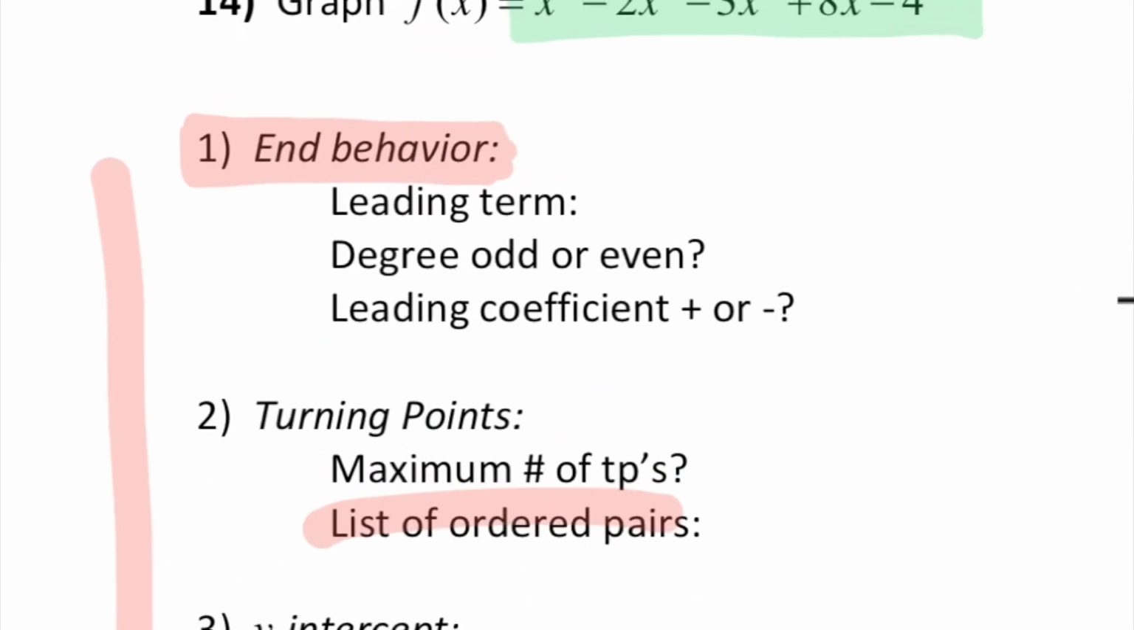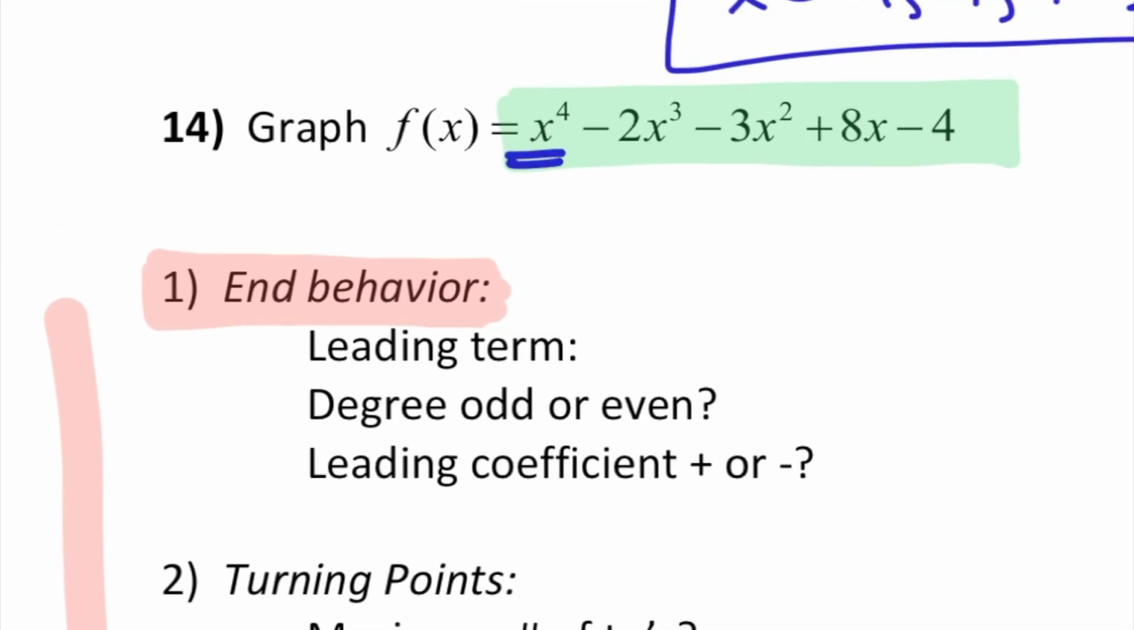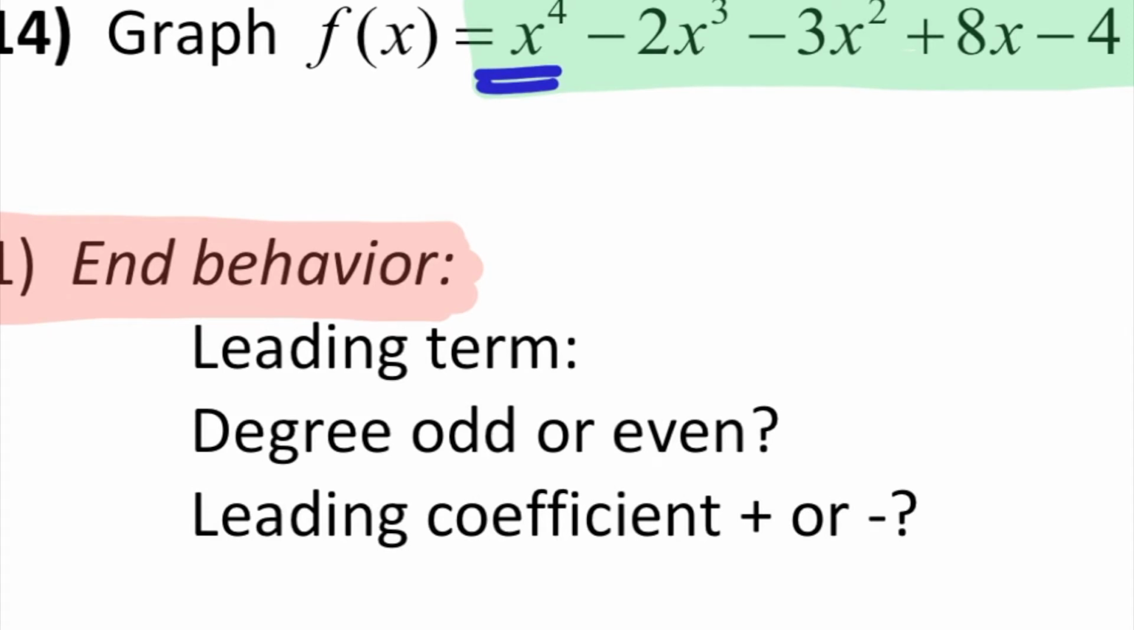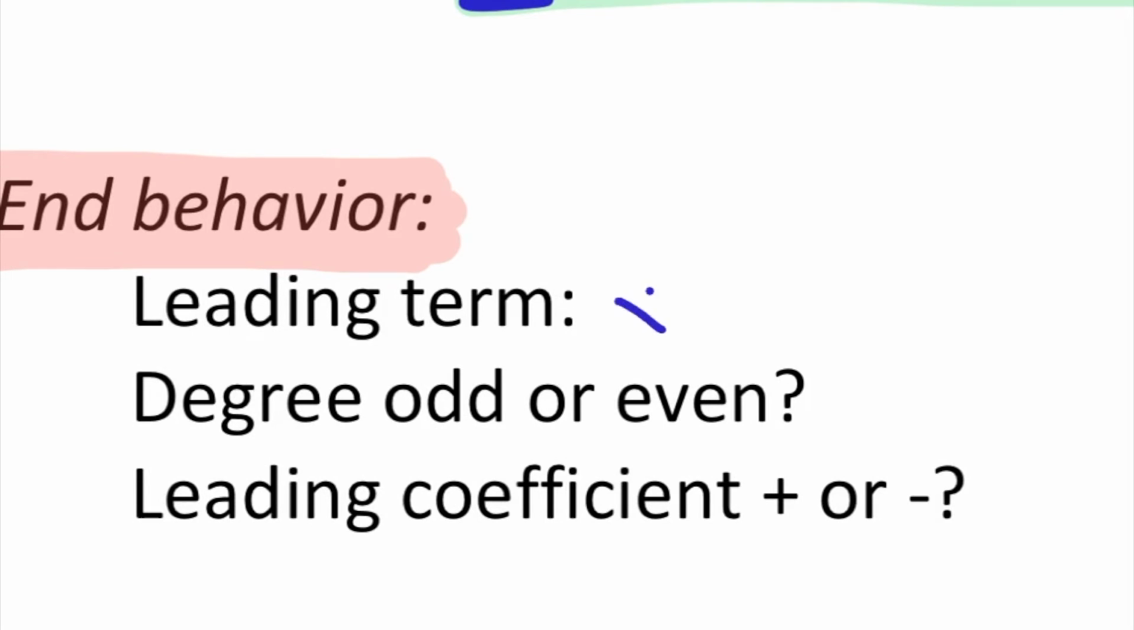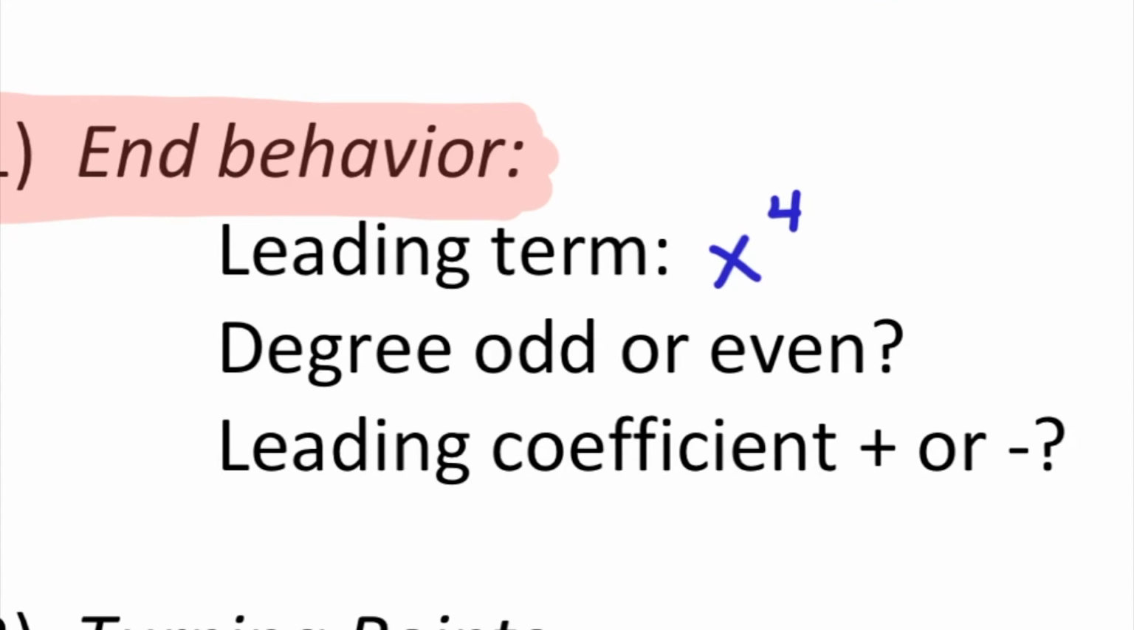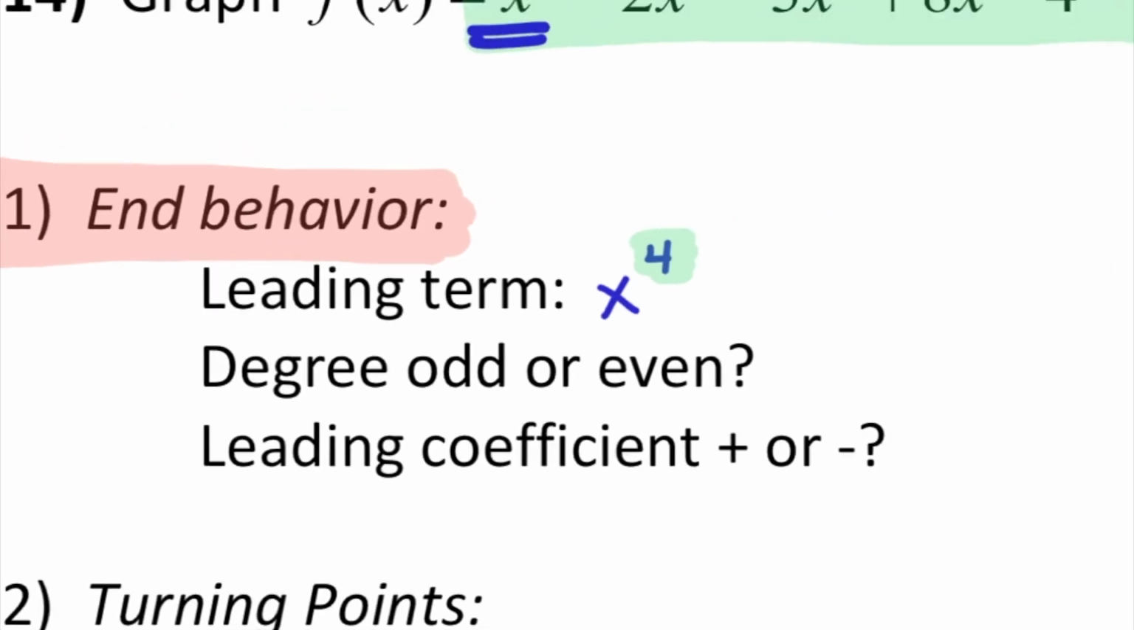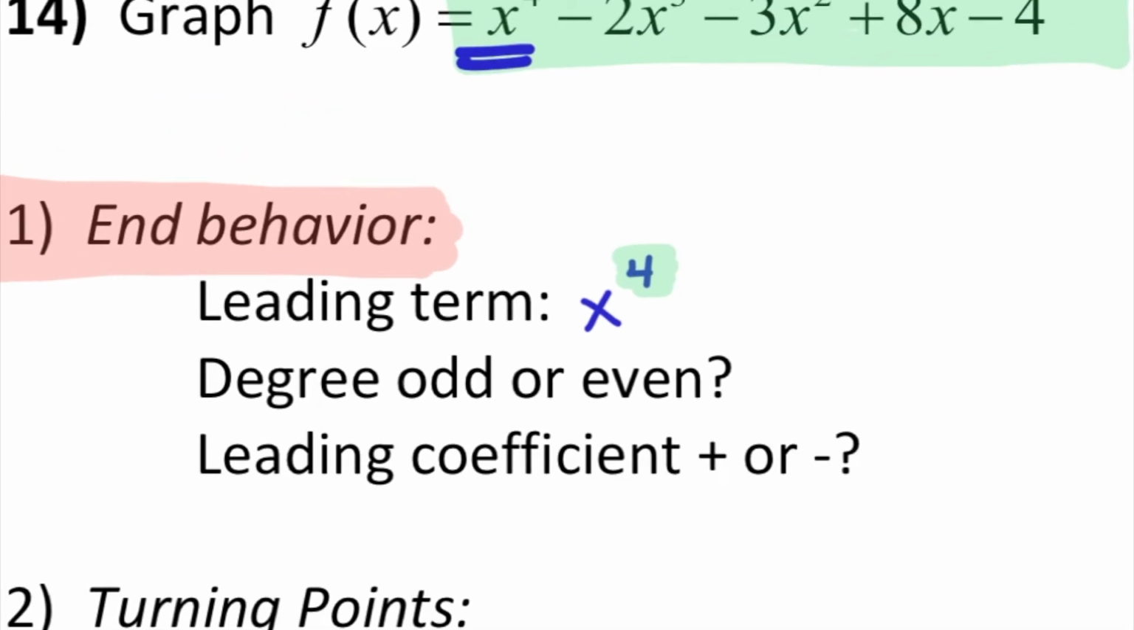But let's take a look at the leading term, which is the whole term. I want the coefficient, which is 1 here, and the x and the exponent on it. So your leading term is 1 times x to the 4th, and the degree is the highest exponent, that 4. So the degree is 4, the degree is even. And the leading coefficient is the thing that I didn't write, which is the 1 right there. So your leading coefficient is positive, positive 1.